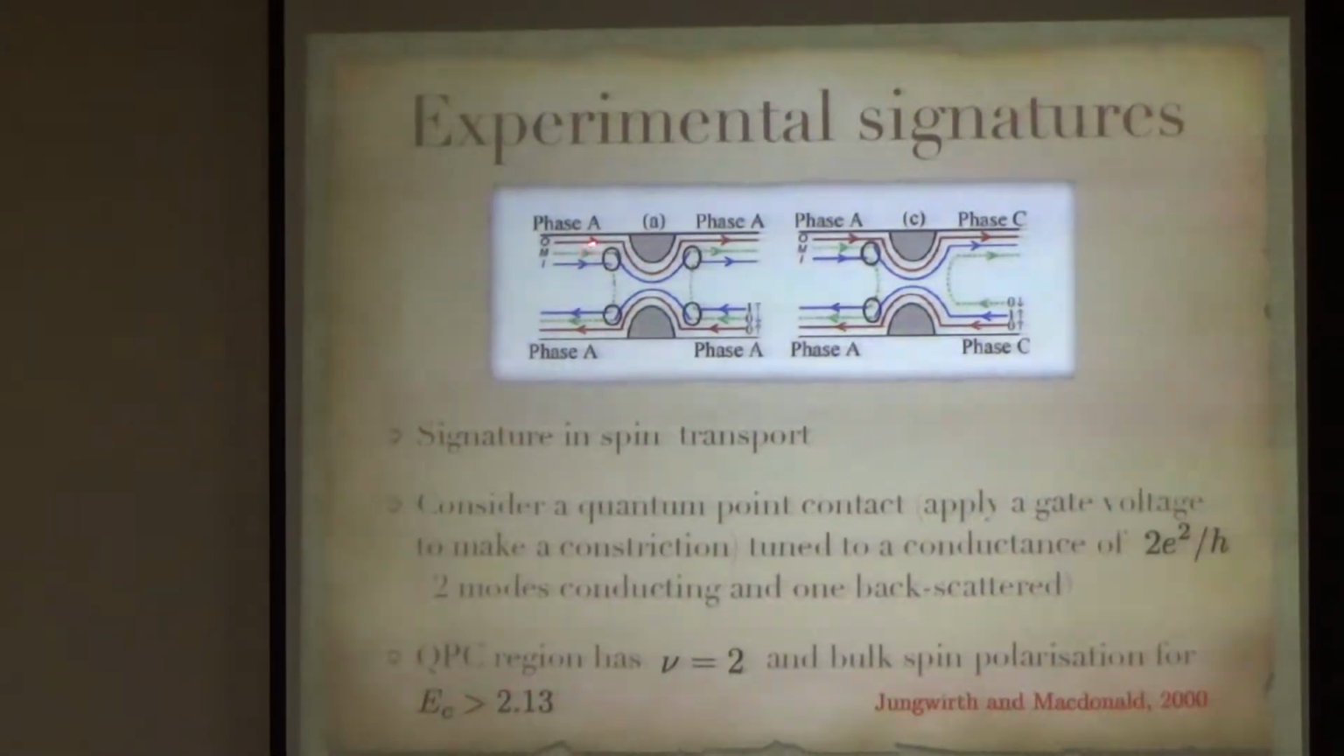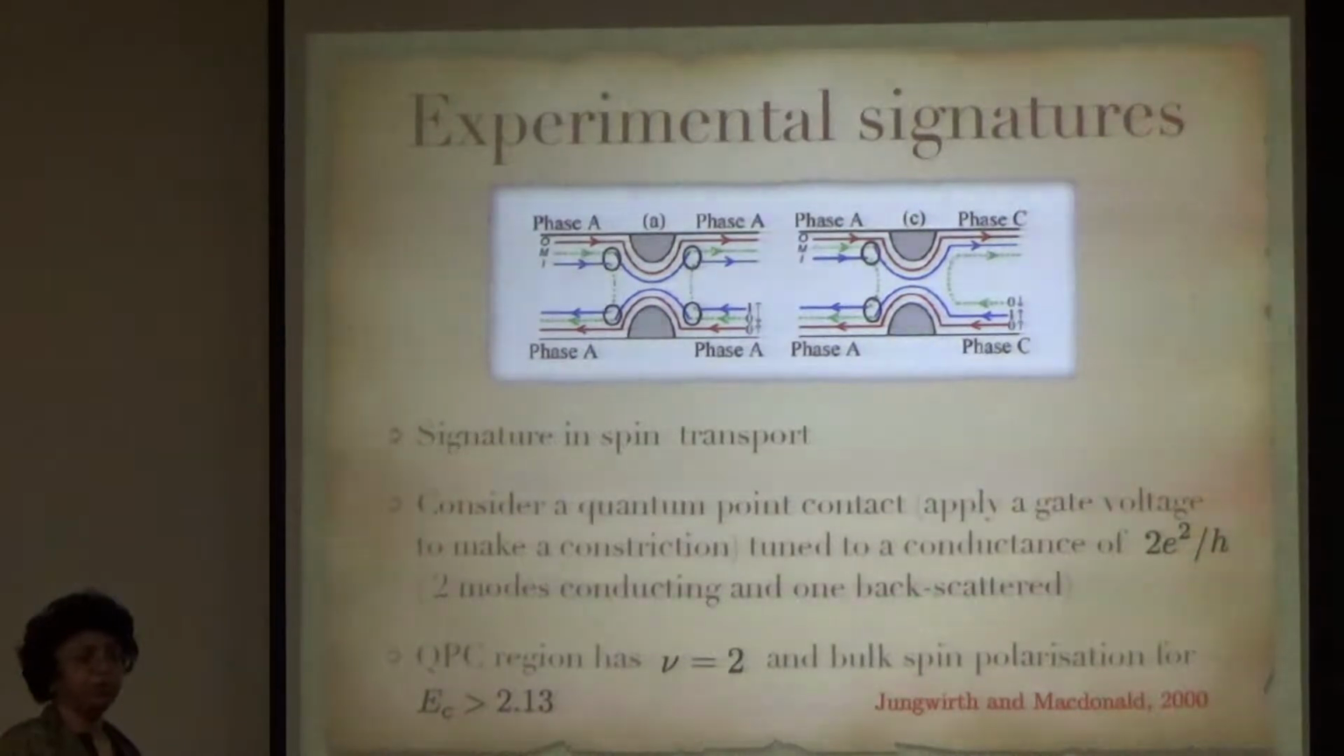So, two modes are conducting and one of the modes is backscattered. So, such a sample can be made. For the quantum point contact region that we are looking at, the QPC region has to have bulk spin polarization, because it has been shown that it gets polarized, it does not remain 0 up, 0 down, for EC greater than 2.13.